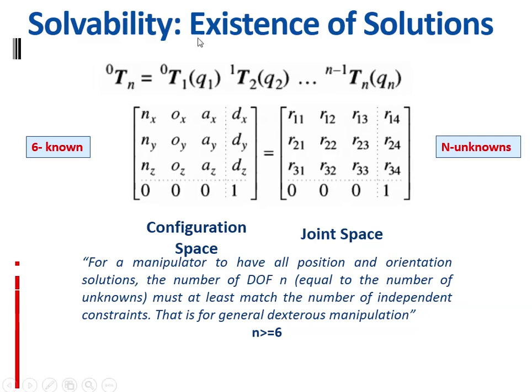What are the independent constraints? These are the independent constraints. This configuration space is the independent constraint. That is the general dexterous manipulation: the degree of freedom should be greater than or equal to 6. Then only you will be able to obtain the solutions.